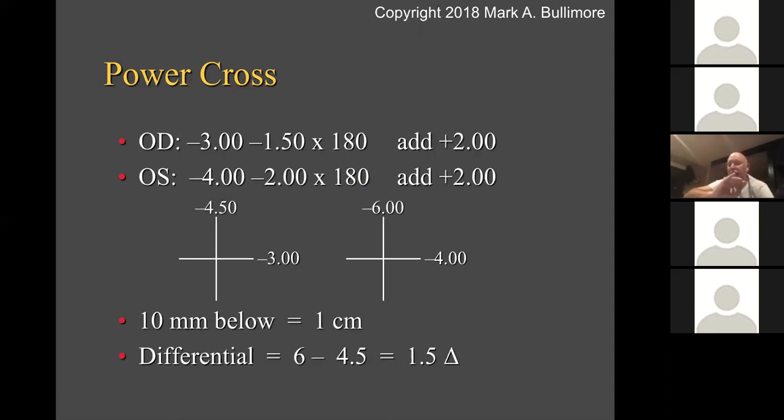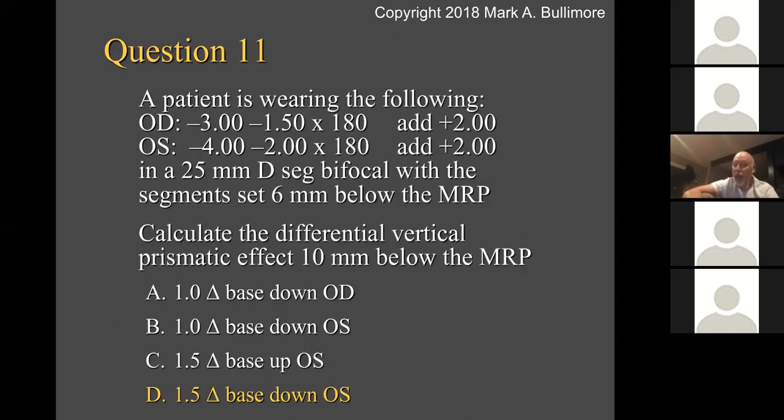But again, the key thing is to draw a diagram at the end of all this, and you want to figure out that there's more base down prism in the left eye, because you're looking below the optical center. You're going to have base down prism, so you're going to have more base down in the left eye. So the answer would be 1.5 base down OS, but another correct answer would be 1.5 base up OD.